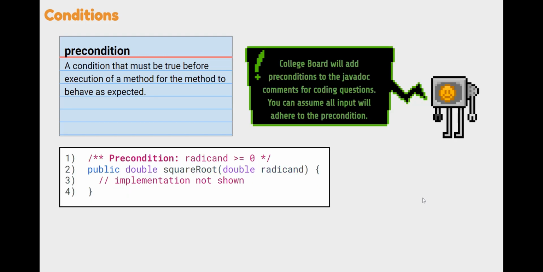When we are answering questions from College Board, College Board will add preconditions to the Java comments for coding questions. You can assume that all input will adhere to this precondition. This is College Board's way of saying, hey, I don't really care if you can check if a number is greater than or equal to 0. What I really care about is, can you write the algorithm to calculate a square root if I give you a number? So it's College Board's way of saying, I'm not actually testing this. You don't need to worry about this.